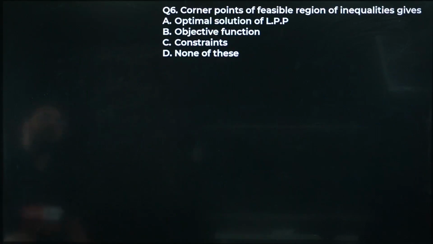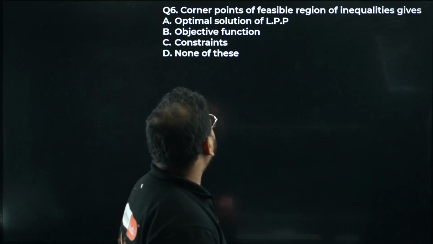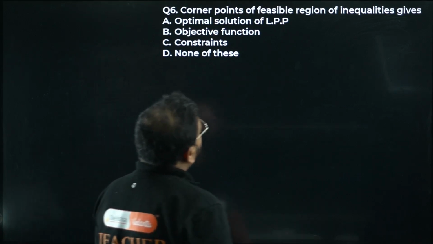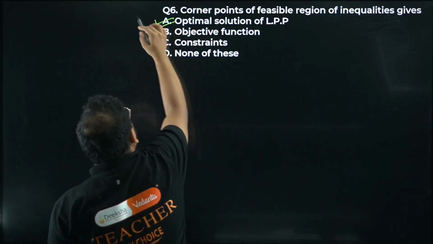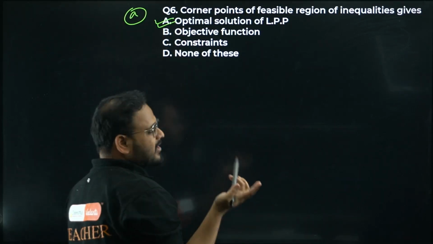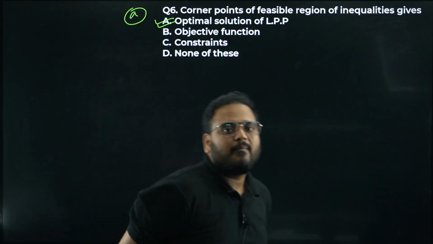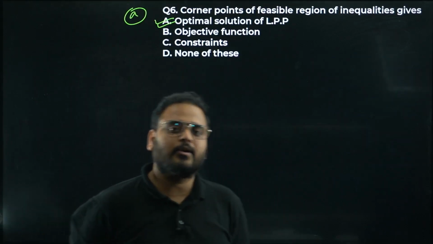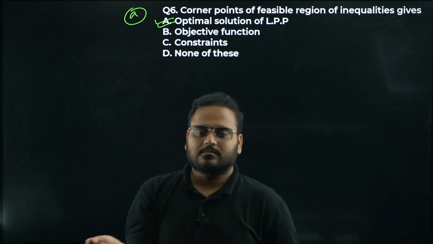Let's move on now. Question number 6. The coordinate points of feasible region of inequality give the optimal solution, no? Whether maxima or minima doesn't matter, but it will give me one of those, right? And both are called as what? Both are called as my optimal solution only. I just explained to you right now. Whether you take maxima or minima, both are called as optimal solution, right?